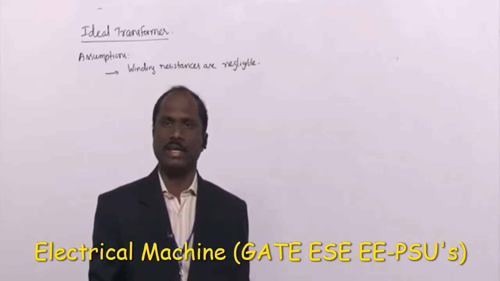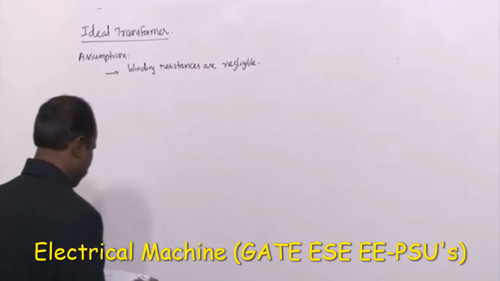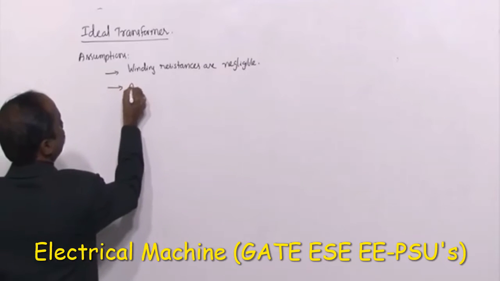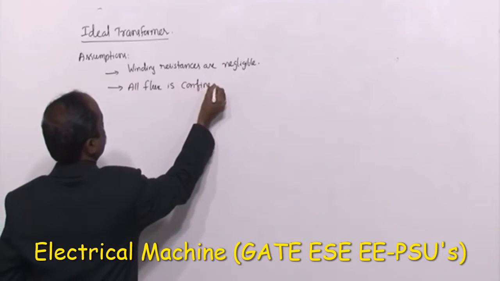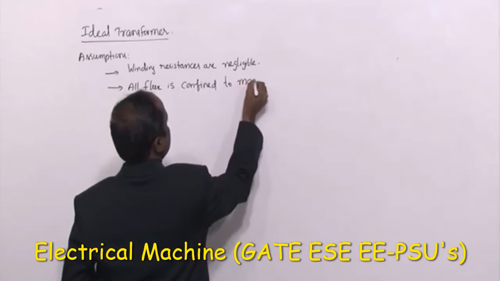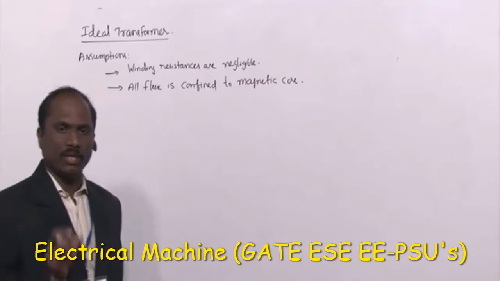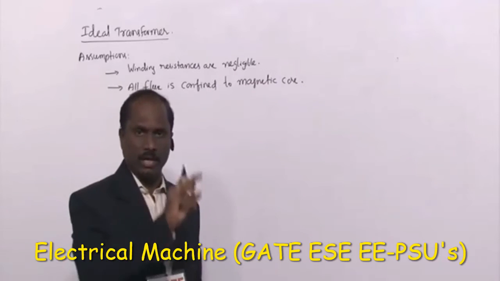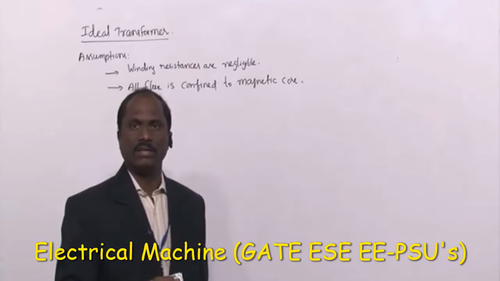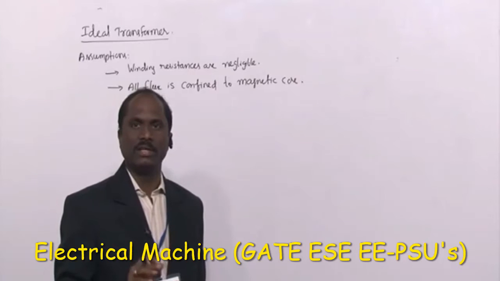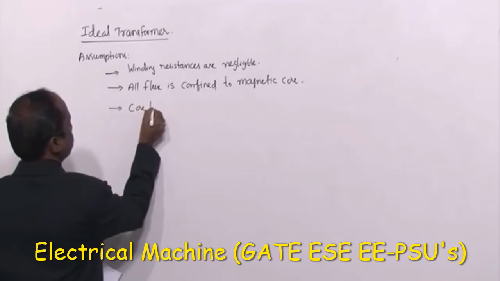Every winding possesses some resistance, right? But in the ideal transformer case, there are no resistances in the windings. And the second one is all flux is confined to the magnetic core. So what are the flux we are developing? That entire flux is passing through the magnetic core only. That entire flux is linking with the secondary. There is no loss of flux here. Okay, all the flux is confined to the magnetic core.